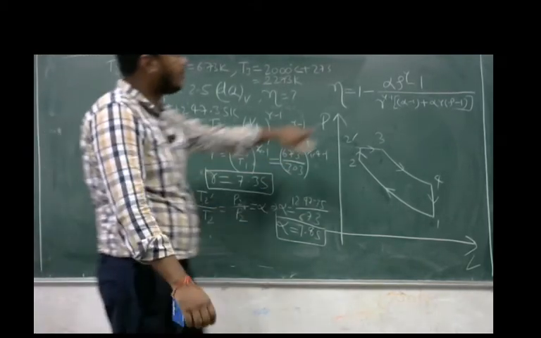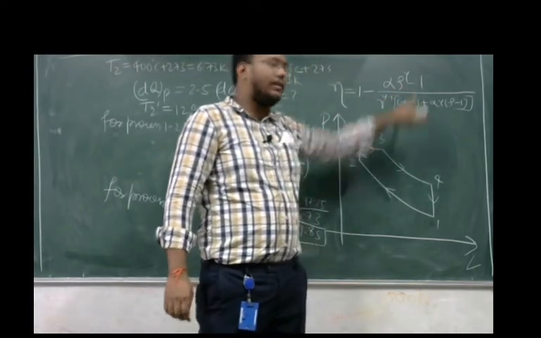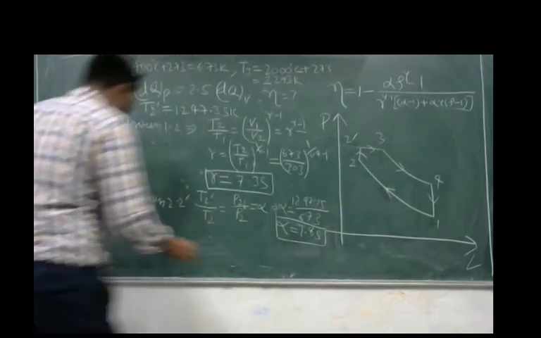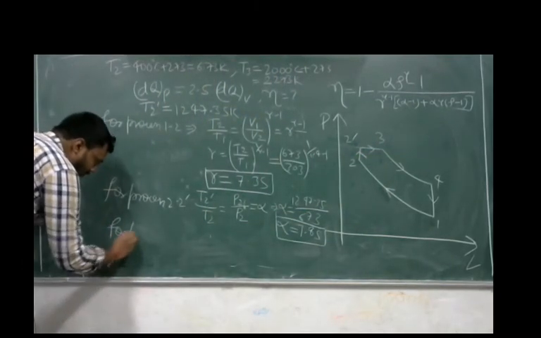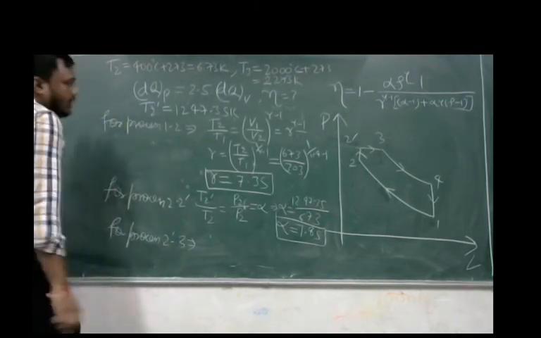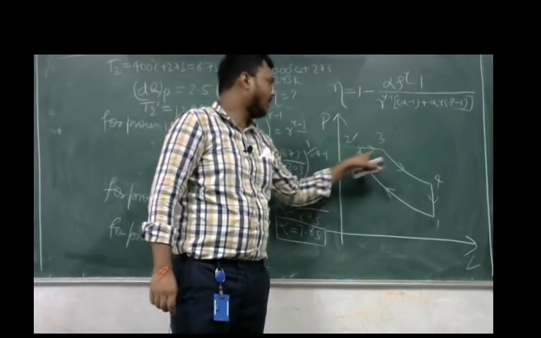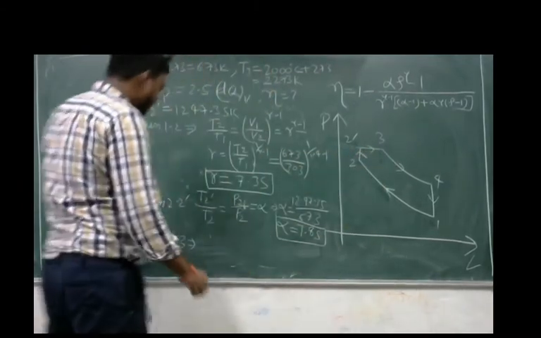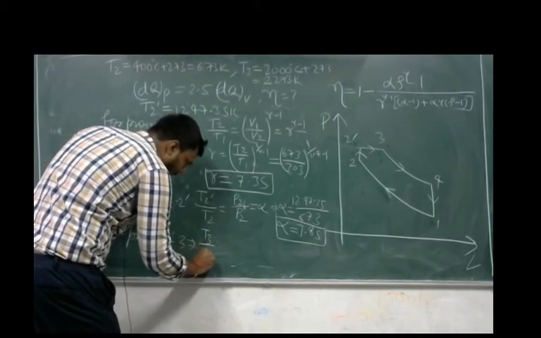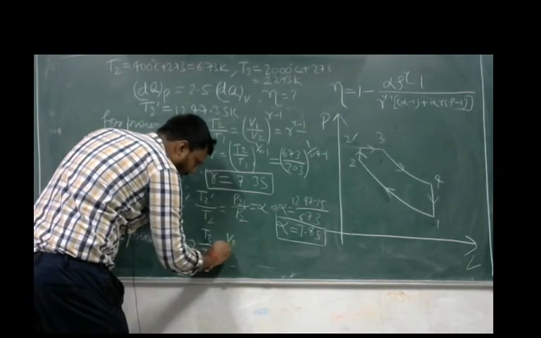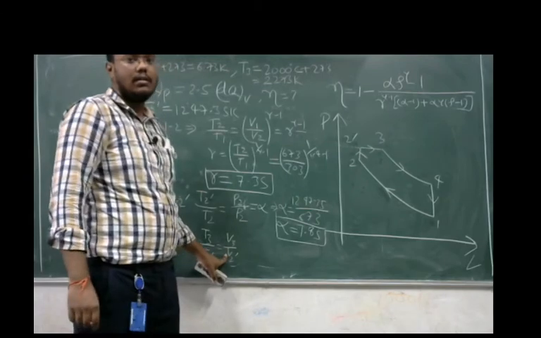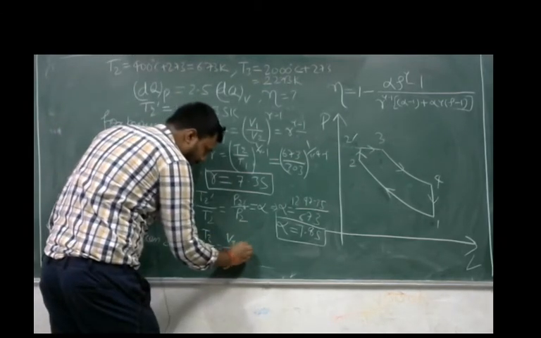Now we have to calculate the value of rho, the cutoff ratio. For the cutoff ratio we have to move from point 2 dash to 3. For process 2 dash to 3, it is a constant pressure process. So we can write the relation T3 by T2 dash equal to V3 by V2 dash, and V3 by V2 dash is nothing but the cutoff ratio rho.